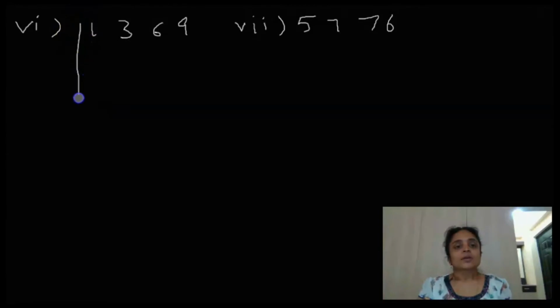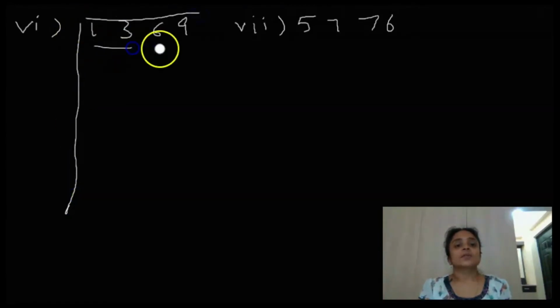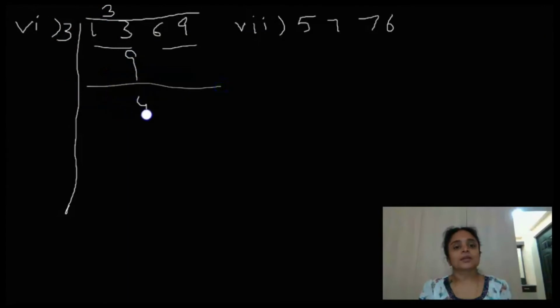Okay. Now square root of 1369. This will be a pair and this will be the other pair. Now 3 square is 9. So 3 and 3, 9. Then 13 minus 9 is 4.